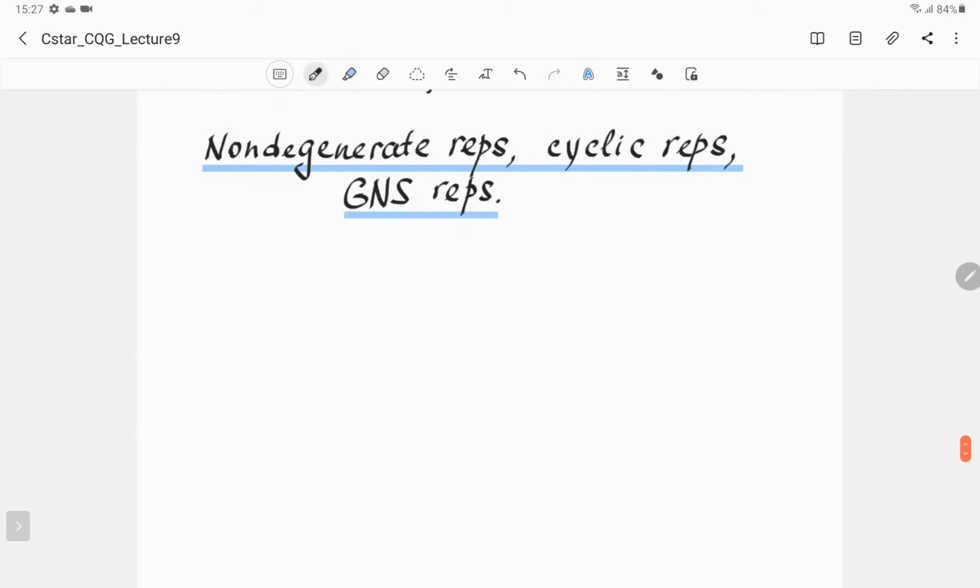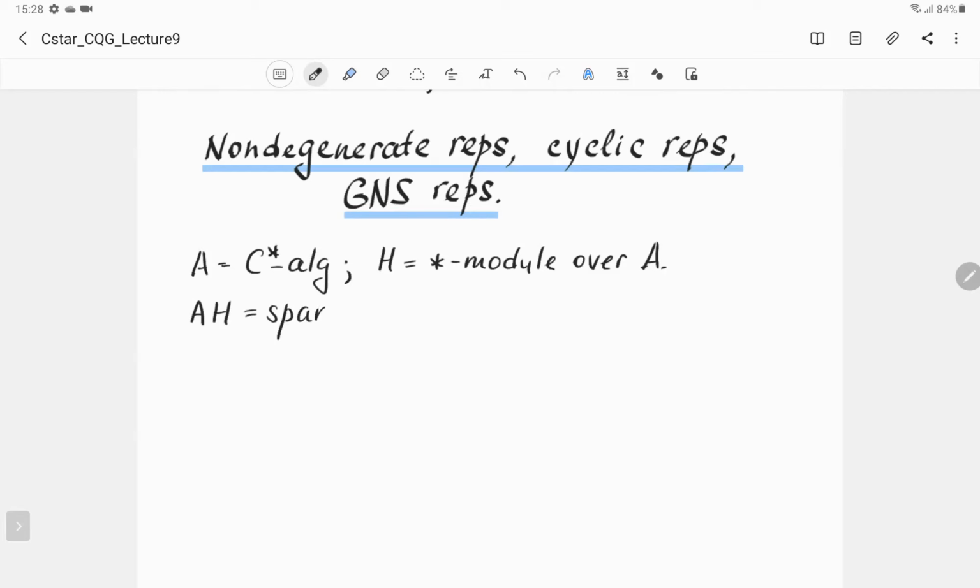Okay, so suppose that we have a C-star algebra A, and suppose that H is a star module over A. We denote by AH the linear span of all elements of the form ax, where a runs over A and little x runs over H. So clearly this is a submodule of H.